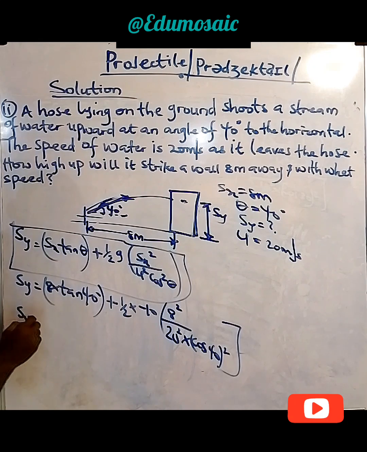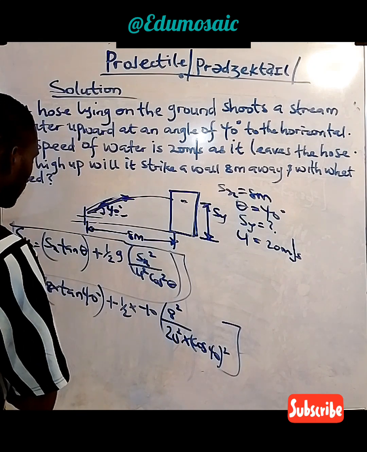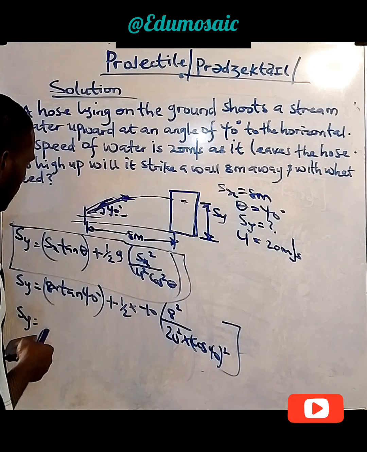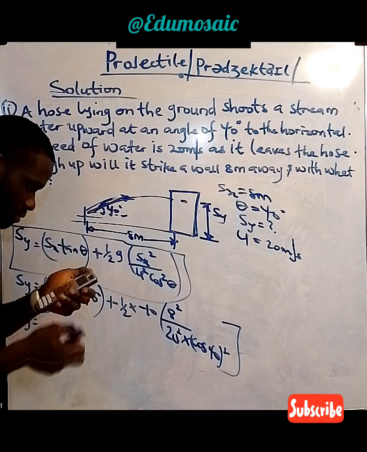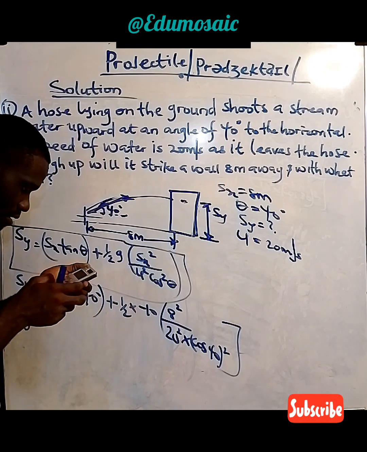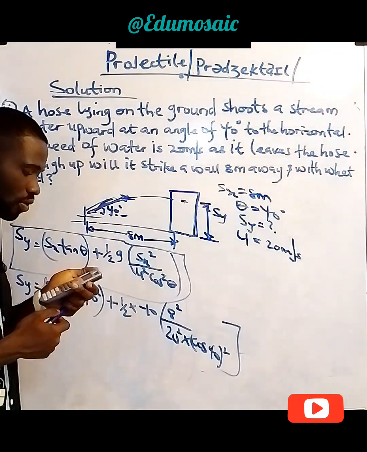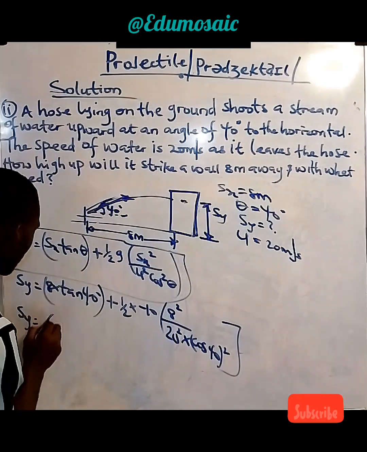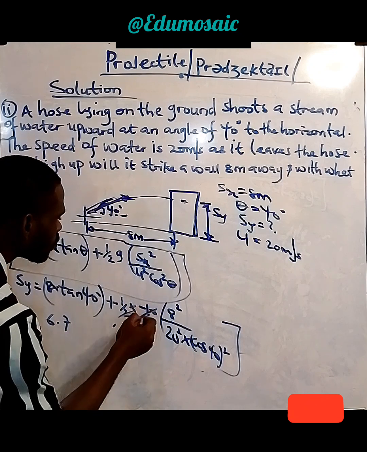Distance along the y-axis, which is what we are looking for. So 8 times tan 40, we're going to be using our calculator to help us quickly solve this. 8 times tan 40 will give us 6.712. Let's say 6.7.